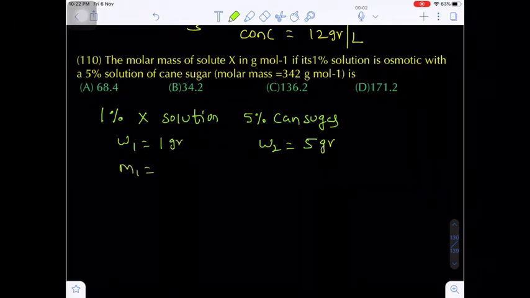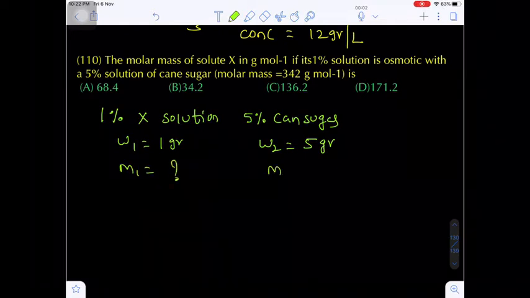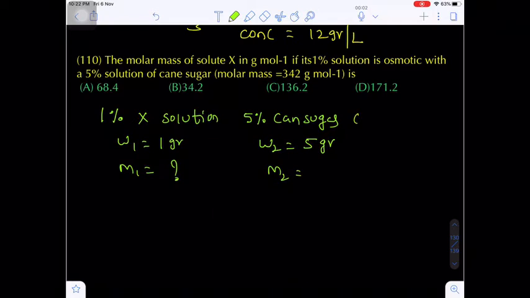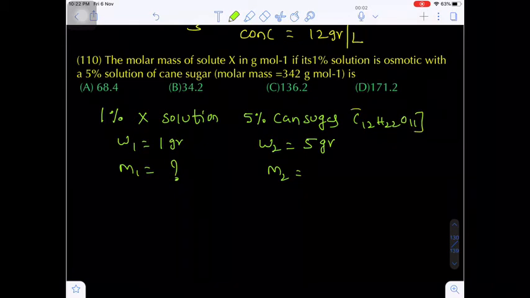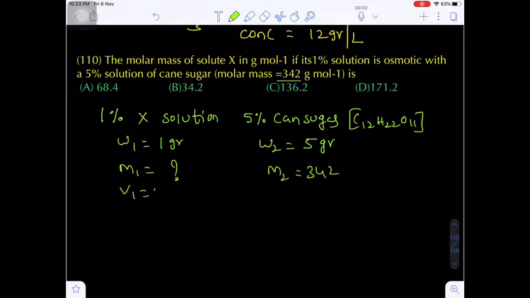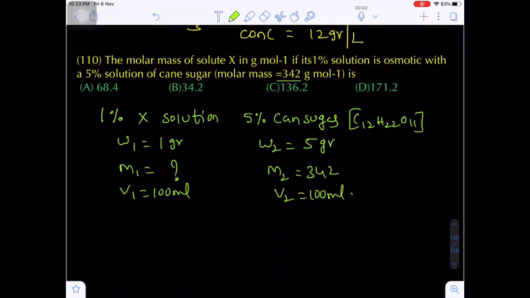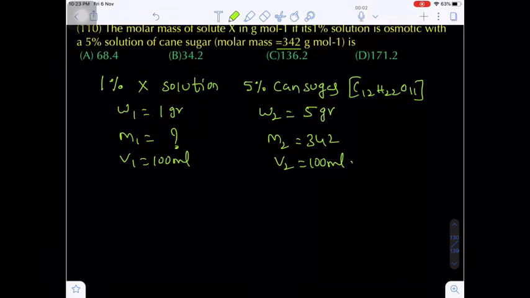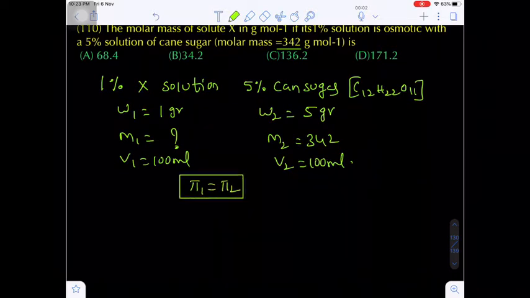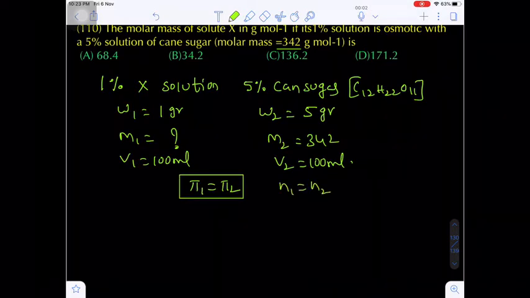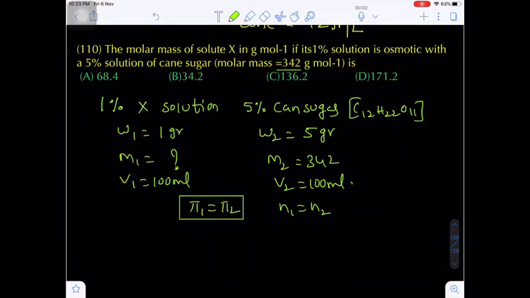The molar mass of X solute is unknown, but the molar mass of cane sugar, do you know the molecular formula of cane sugar? C12H22O11. Otherwise in the question it is given as molar mass 342. And what is the volume here? 100 ml. Here also percentage means 100 ml. Are you getting my point? So here the condition for isotonic solutions is pi1 equal to pi2. Yes or no? Next, directly we can write the number of moles N1 equal to N2.